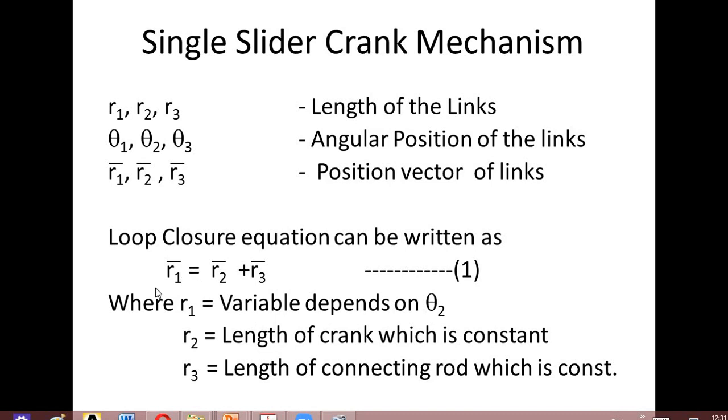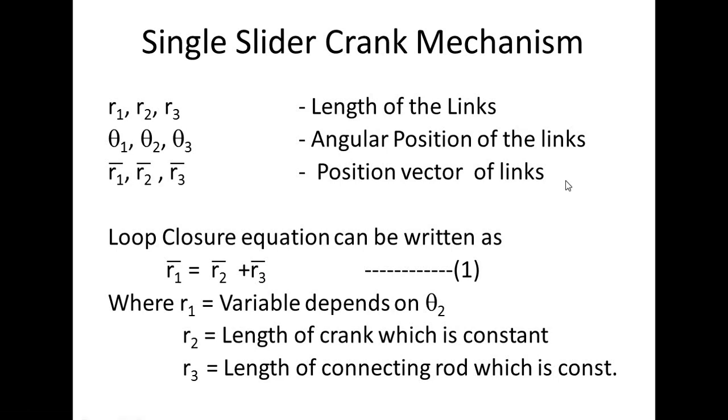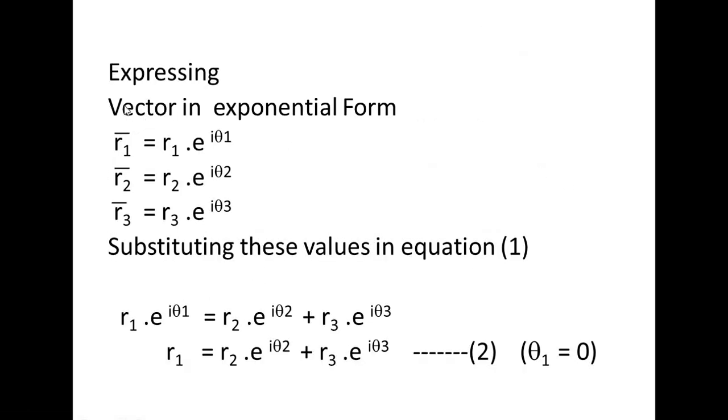Next we will represent these position vectors in exponential form. We can write R1 vector as r1 into e to the power of i theta 1, R2 vector as r2 into e to the power of i theta 2, and R3 vector as r3 into e to the power of i theta 3. Here r1, r2, r3 represent the magnitudes, or the lengths, of the links.